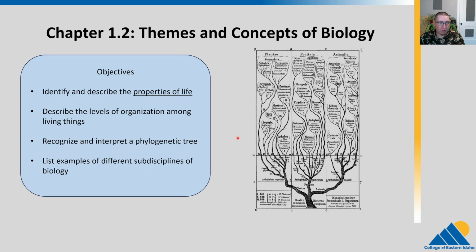All right, in the second section of Chapter 1, we are going to talk about what is life, and then we'll talk about kind of how we organize life into different groups, and then talk about the diversity of life a little bit, and talk about this thing called phylogeny, and these things called phylogenetic trees, and then kind of get into some of the different sub-disciplines of biology here.